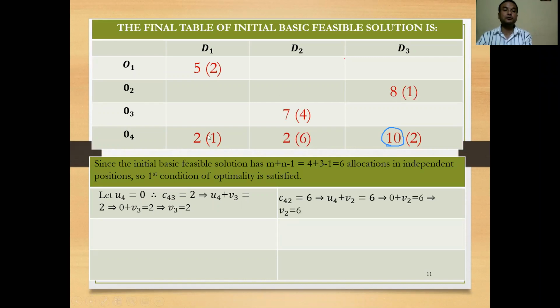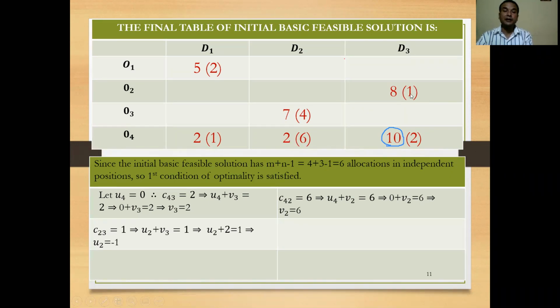So C42 is 6, and U4 plus V2 is equal to 6. U4 is 0, so V2 is 6. Then we can have C23. C23 means this 3. So from this, I hope you understand now. This one is C23. This C2, C3, this one is 1.